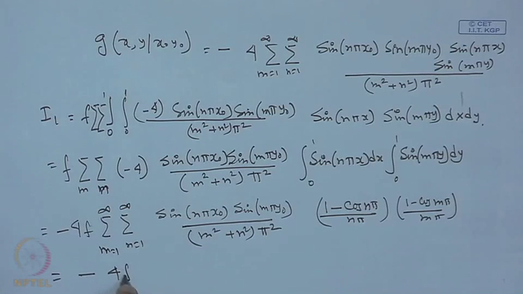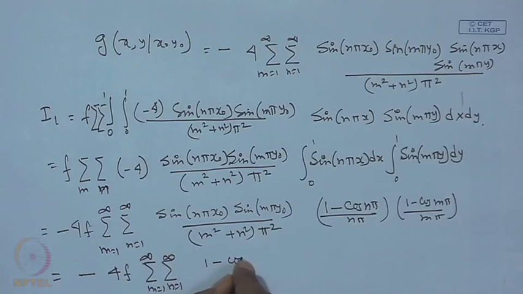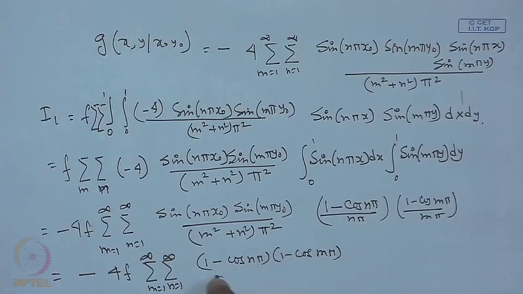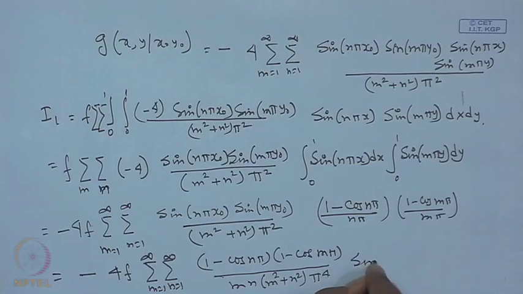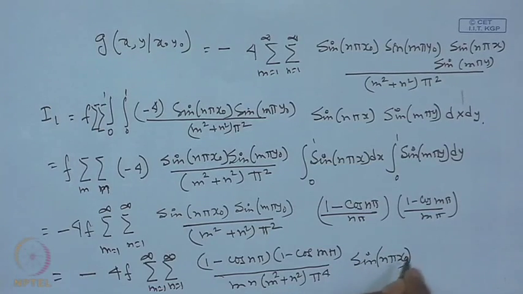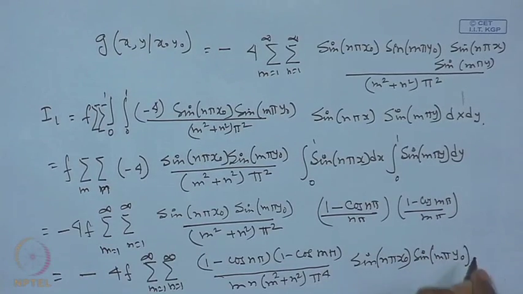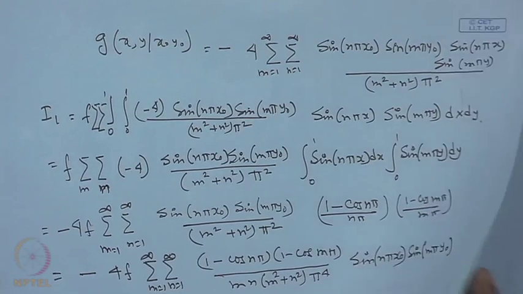Let us write it down in a more amenable form. So, this will be 1 minus cosine n pi, 1 minus cosine m pi, divided by m n, m square plus n square, pi to the power 4, sin n pi x naught sin m pi y naught. So, that is I1. Next, we solve for I2.